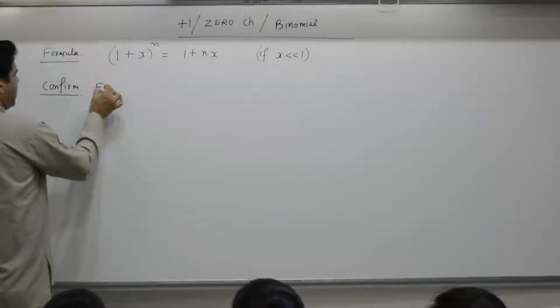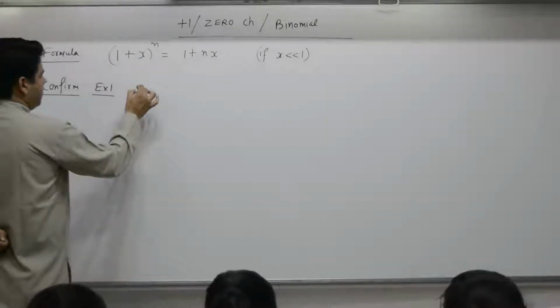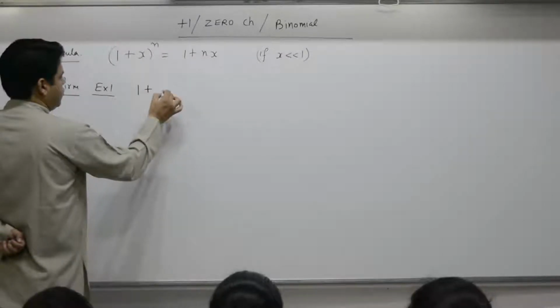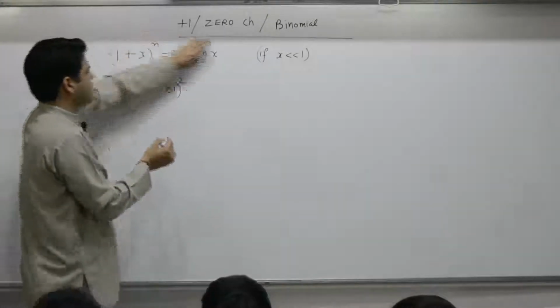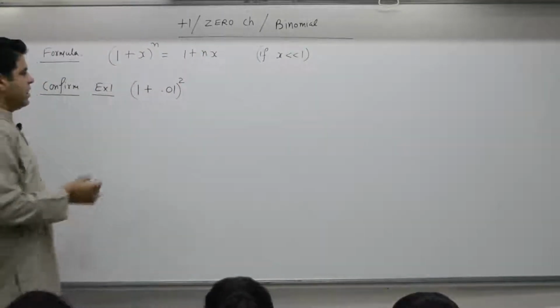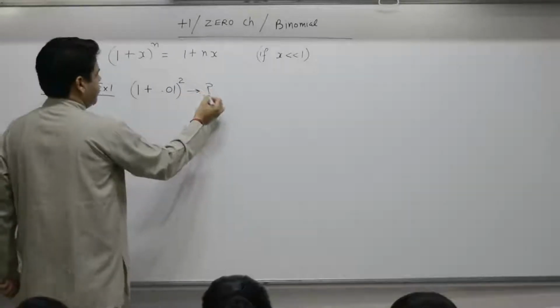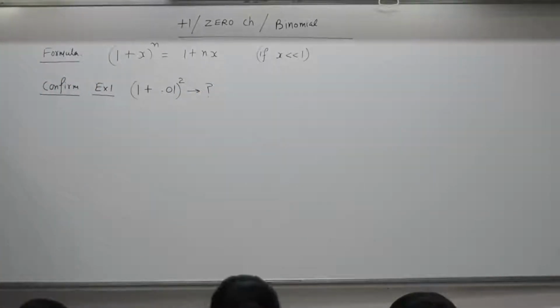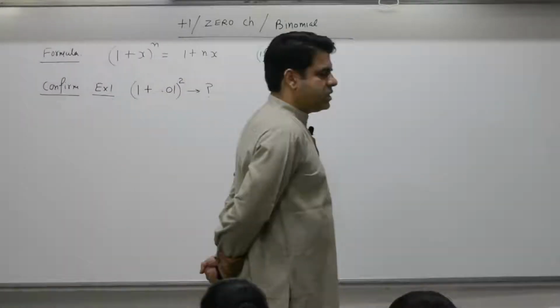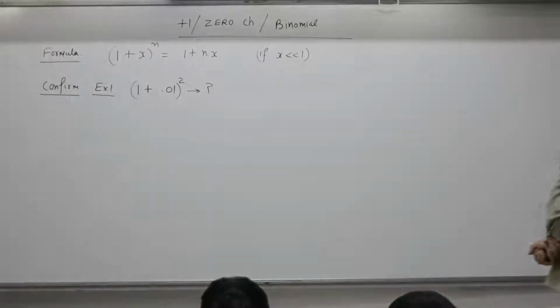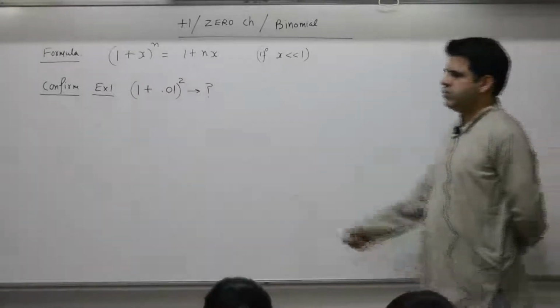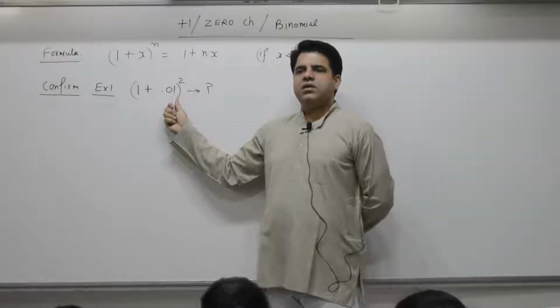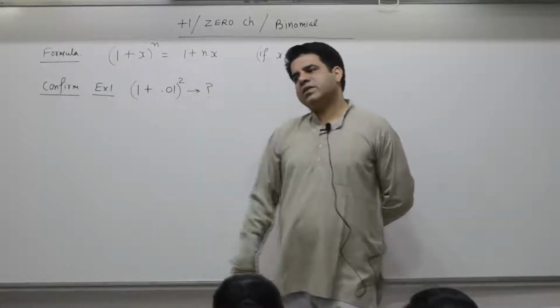So example 1. 1 plus 0.01 square as per school method comes out to be what? You are not to use this formula. Without this formula, as you have covered in school, if I ask you 1 plus 0.01 square is equal to what? Two minutes to solve. Do it by any method. 1 plus 0.01 is equal to 1.01. Agreed or not? 1.01 is done or not? Square of that. So just do that.